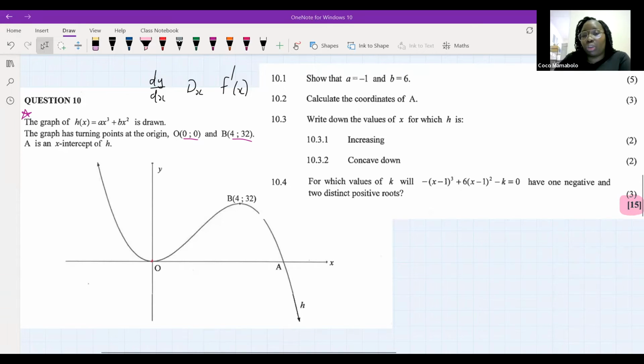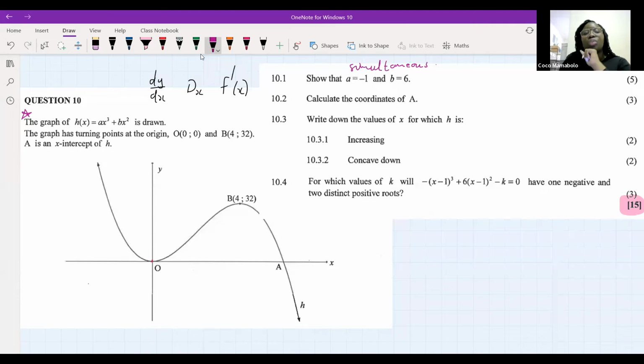And I could use the idea that we have (4, 32), but that's only going to help me so much. So as soon as I realize that they haven't given me enough information to solve for my first question, the first thing that should pop into my mind is that this should be a simultaneous equation. Somewhere there needs to be a simultaneous equation.